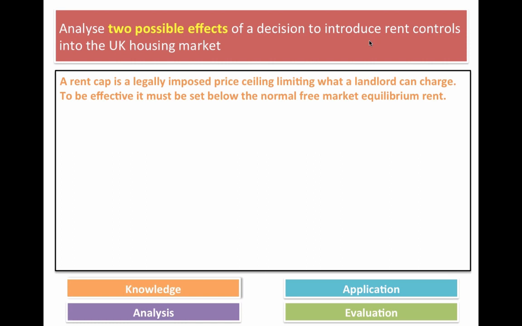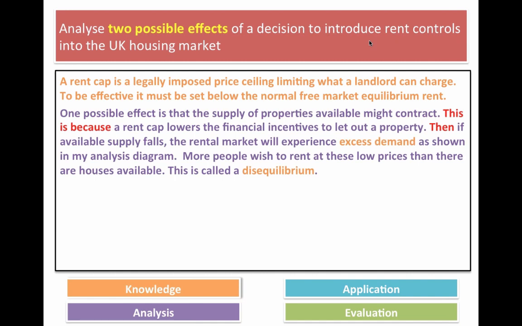Sometimes a one-line definition is fine. Sometimes you just want to take it a little extra further and show your awareness. So that's my start. And then I build my answer. I'm looking to write 2 analysis paragraphs. Here's the first one. So one possible effect is that the supply of properties might contract. And then I explain, this is a connective word. This is because a rent cap reduces the financial incentives to let out a flat or a house. Full stop. Another connective word.